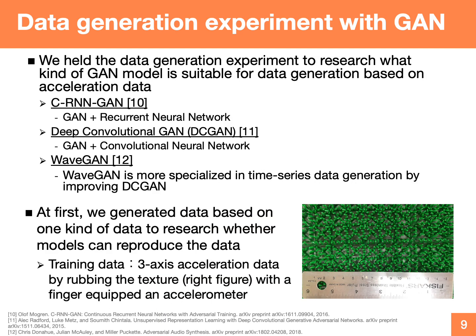We had the data generation experiment to research what kind of GAN model is suitable for data generation based on acceleration data. We used three kinds of GANs. These GANs have simple network. At first, we generated data based on one kind of recorded data to examine whether models can reproduce the data. Training data were 3-axis acceleration data by rubbing the texture with a finger equipped with an accelerometer.